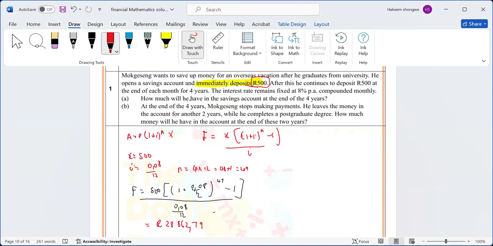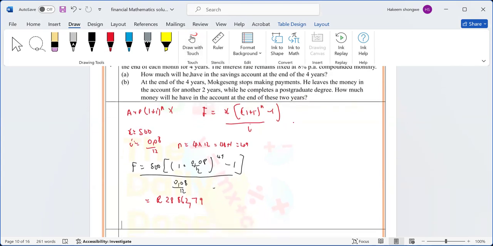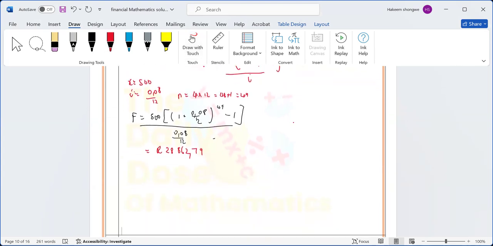He's no longer making any equal payments at regular intervals, but he leaves the money in the account. For the fact that you are leaving the money in the account, the money is supposed to receive interest. While he completes his postgraduate degree, how much money will he have in the account at the end of 2 years? So how do you approach this one? This one, we are using our grade level knowledge.